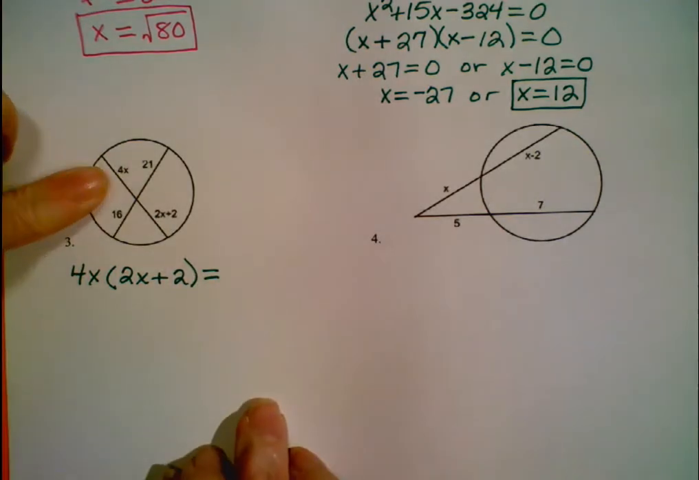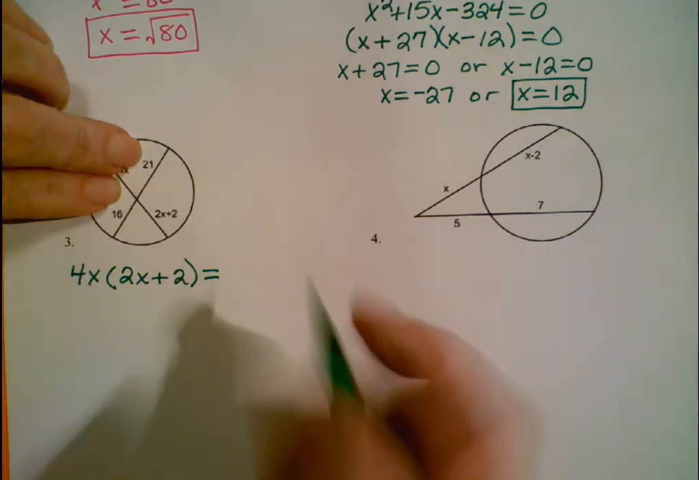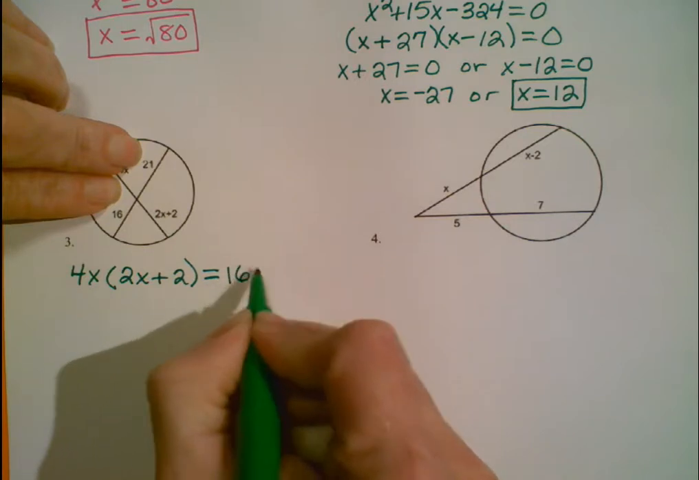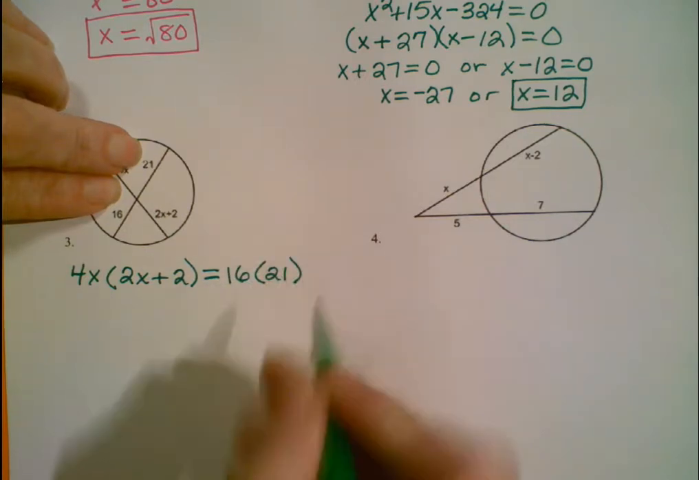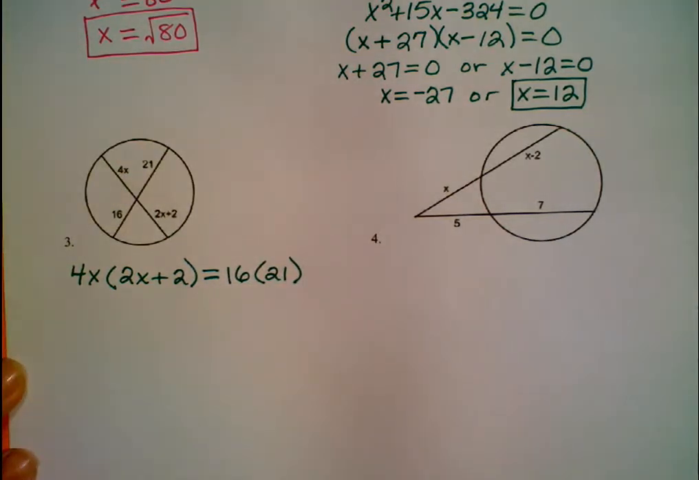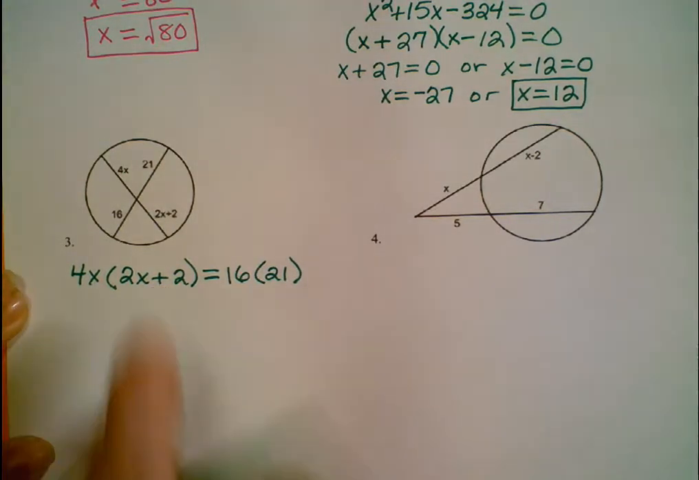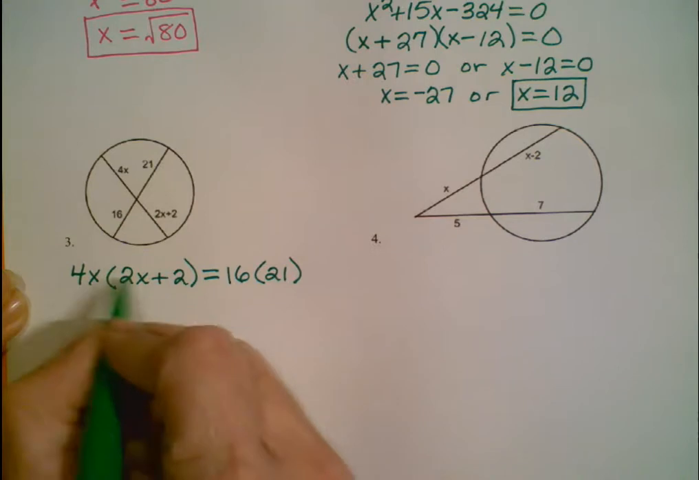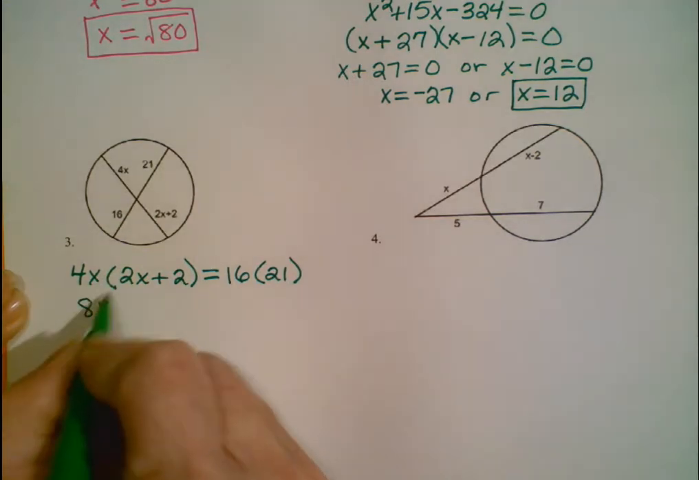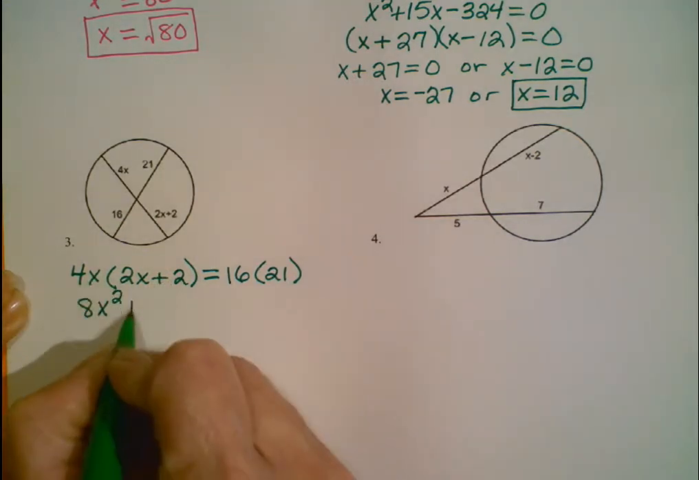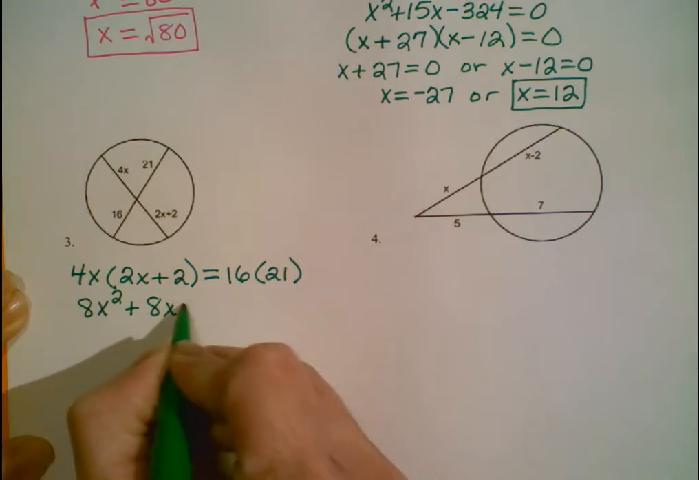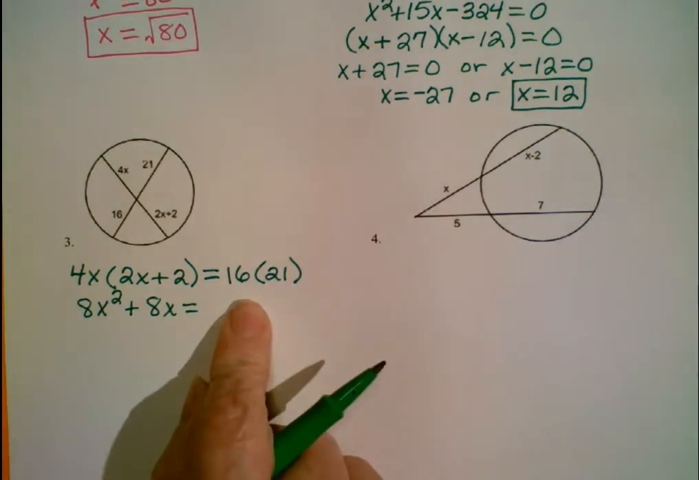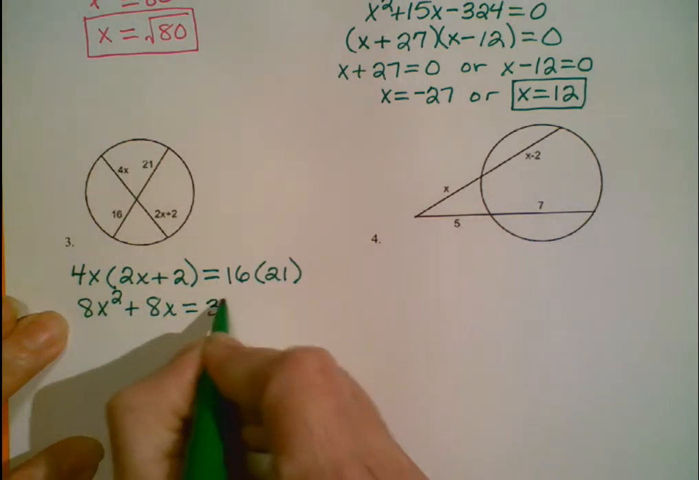That must be equal to the product of the two parts of the other chord, 16 times 21. And we're going to follow the same process that we have before. Start by distributing the left side. 4x times 2x gives us 8x squared. 4x times 2 is 8x. On the right side, 16 times 21 gives us a value of 336.